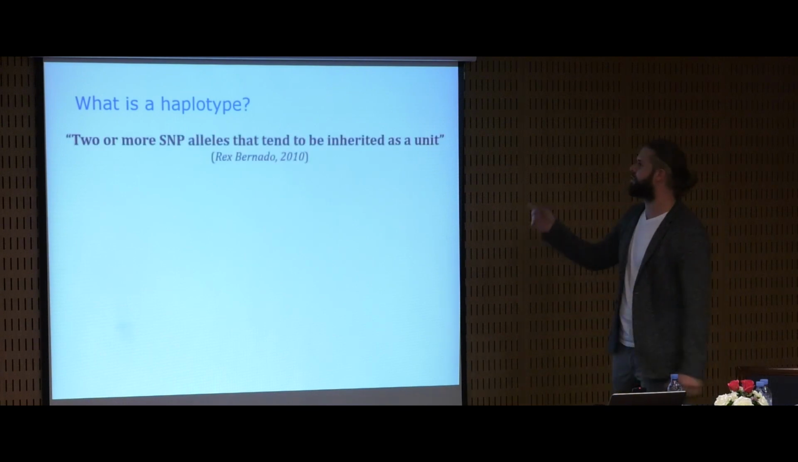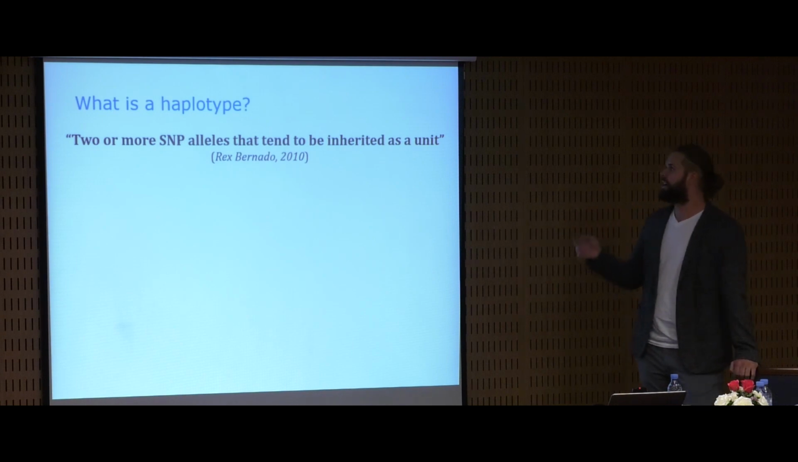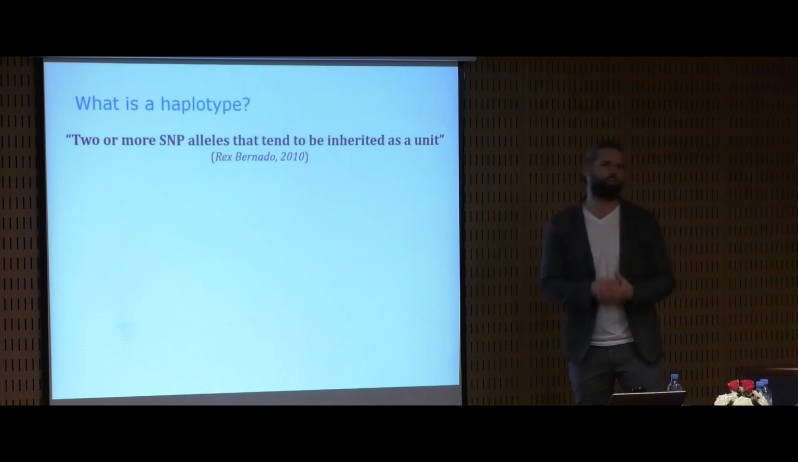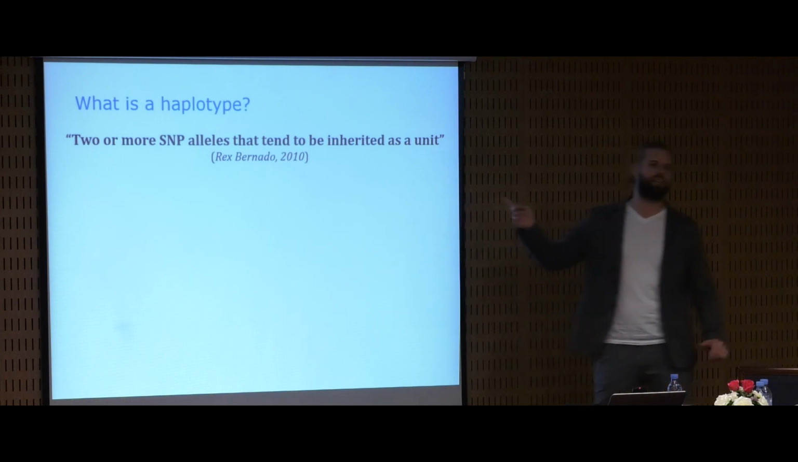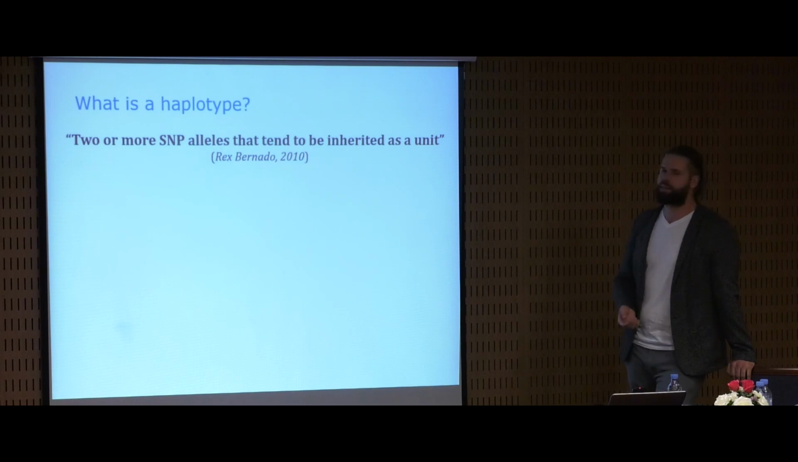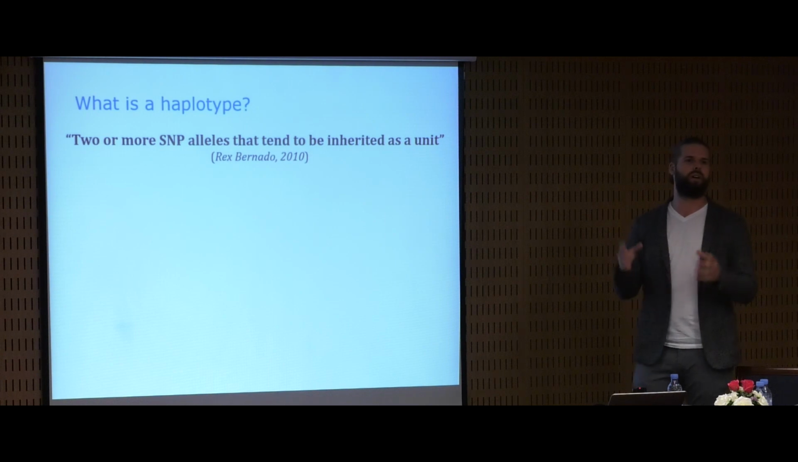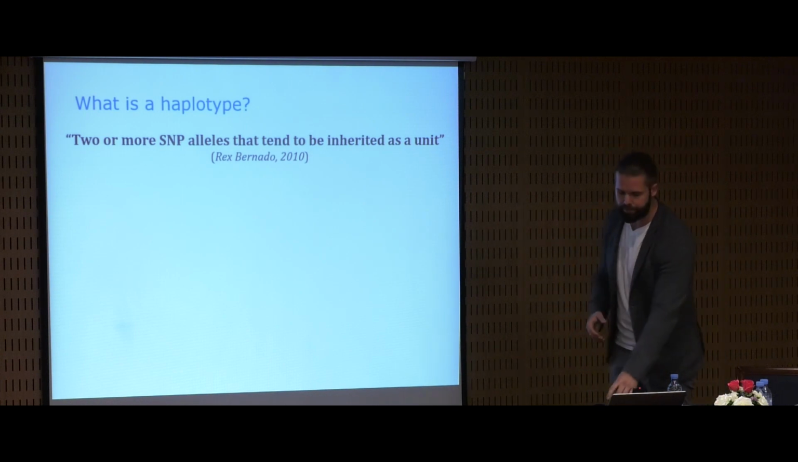Well, I like to refer to this statement an awful lot. A haplotype is just two or more SNP alleles that tend to be inherited as a unit. It's a really straightforward definition, really clear, and I like to refer to this a lot. Also because Rex Bernardo said it in one of his books, and Rex Bernardo is pretty famous, and it's always good to refer to stuff that famous people said. So that's what I mean by referring to a haplotype. It's two or more alleles that tend to be inherited as a unit.